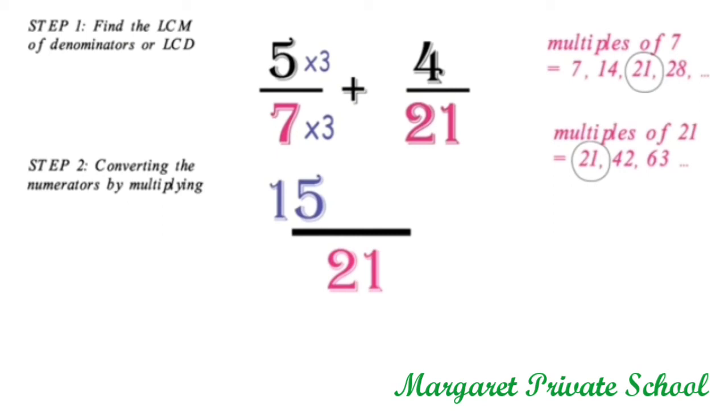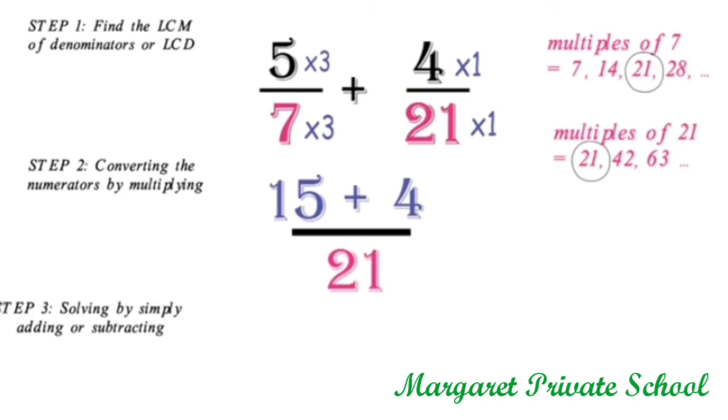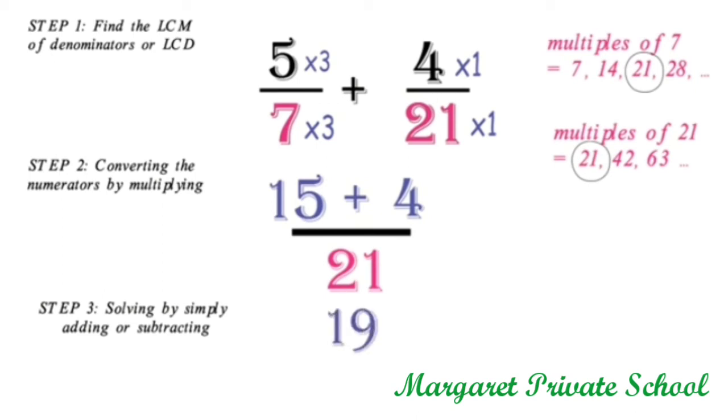We find out what number multiplied by 21 will give the LCD. We know that the number is 1. We multiply the numerator, which is 4, by the 1 to get 4. Step 3. Solving by simply adding or subtracting. We can now add the numerators, 15 plus 4 to get 19. Our final answer is therefore 19 over 21.